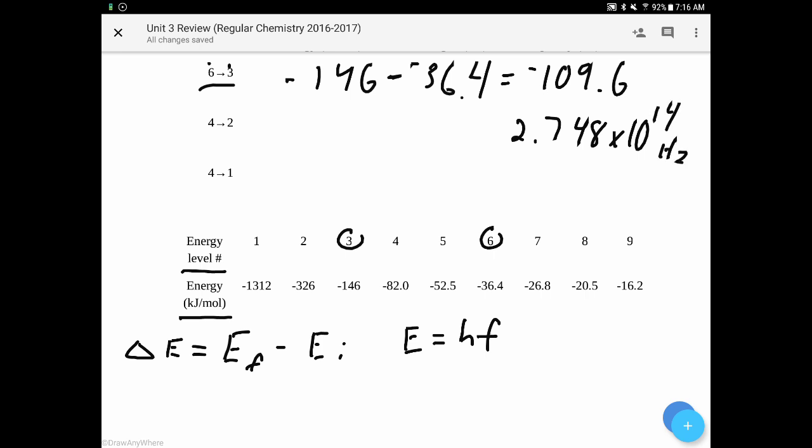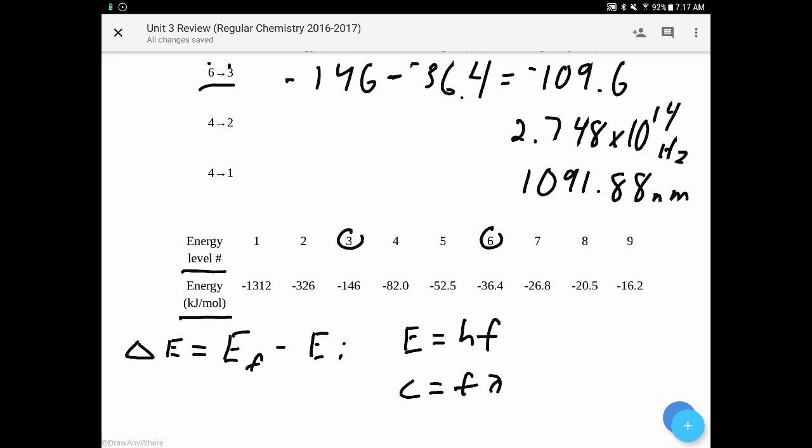Okay, and then we can find the wavelength with this equation. C equals frequency times wavelength. Again, I talked about how to do that in a previous video, so I'm not going to go through that whole thing, but the wavelength turns out to be 1091.88. Oh, and that's nanometers.